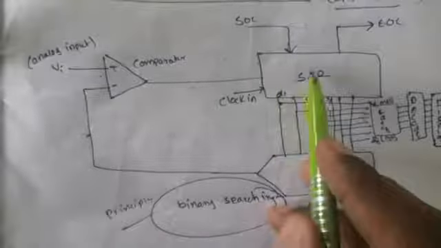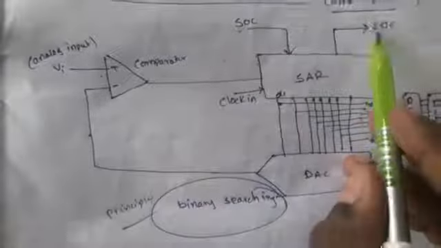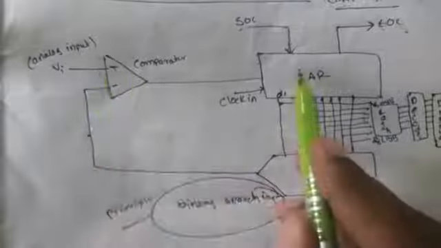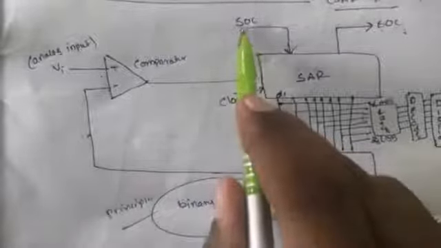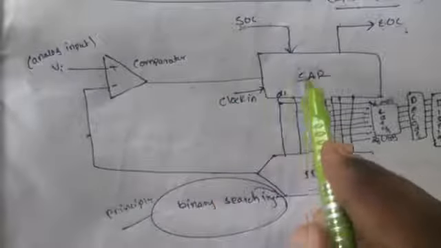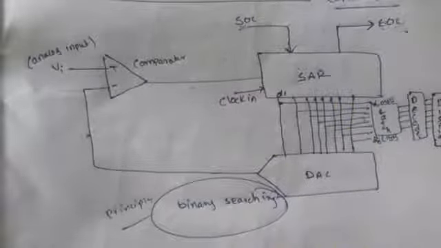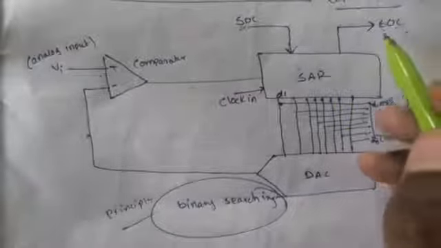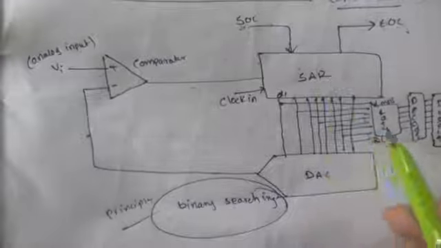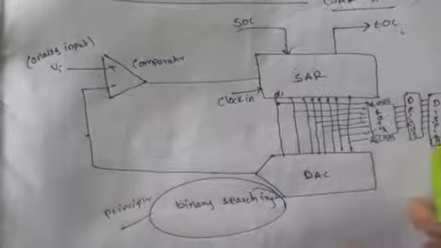Before going to that, the SAR register has SOC, start of conversion, as well as end of conversion. Whenever the analog voltage is to be converted into digital form, we have to activate this button. Using this button the counter will start counting. After the total binary searching process is completed, the end of conversion button will be activated. Whatever counted value there is, that is latched through decoders and displayed here. We are giving a display section.